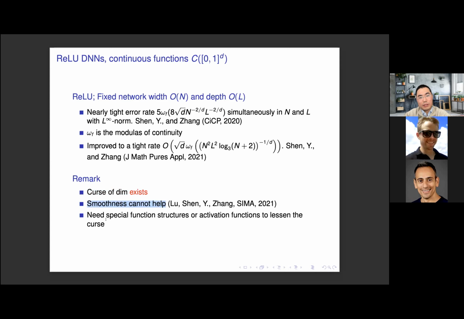How can we get rid of the curse of dimensionality? If we have some special function structures, or we can use some special activation function, then probably we can lessen the curse of dimensionality. So as we shall see later in our final version of the theory, if the unknown operator has some low complexity structure, then we can prove that we can get rid of the curse of dimensionality. If the unknown operator is an arbitrary Lipschitz operator, then we cannot get rid of the curse of dimensionality.